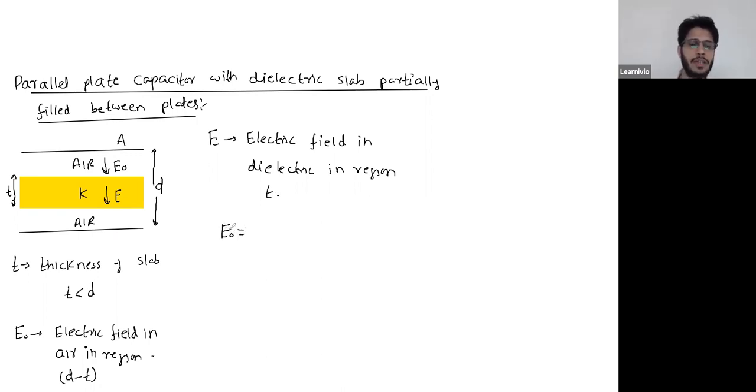Okay, what is the value of E naught? What is the value of electric field in air, Johanna? Now we will use the result that we have calculated in the last two sections. What is the value of E naught here? E naught is sigma over epsilon naught. And E is sigma over K epsilon naught.